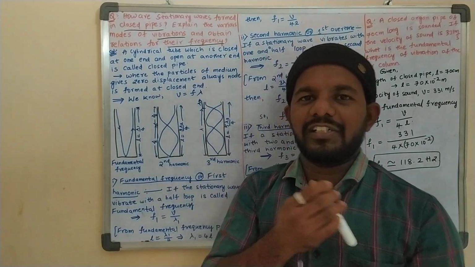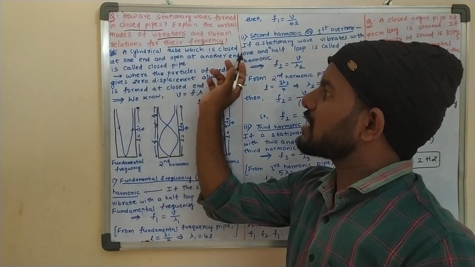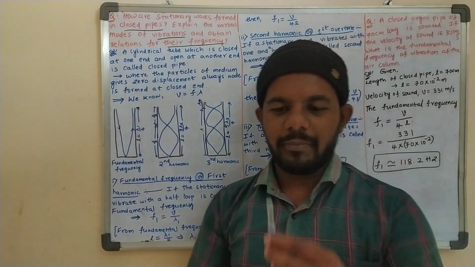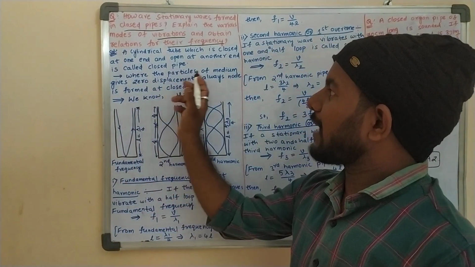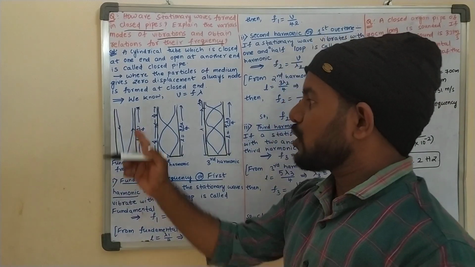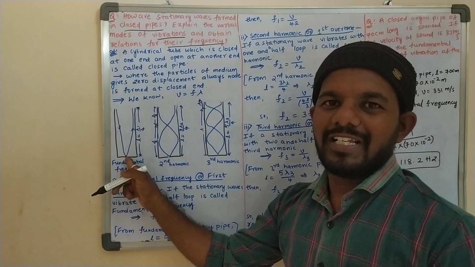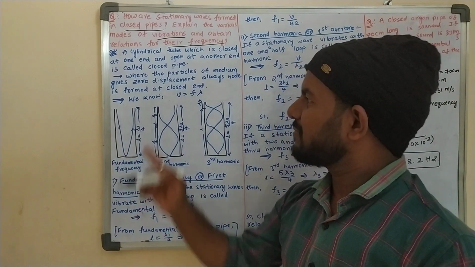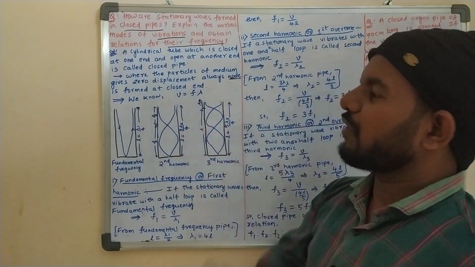So first of all, a cylindrical tube which is closed at one end and open at the other end is known as a closed pipe. It is closed and it is open. At the closed end the particles of the medium give zero displacement, so a node will form there. Closed end always forms a node.